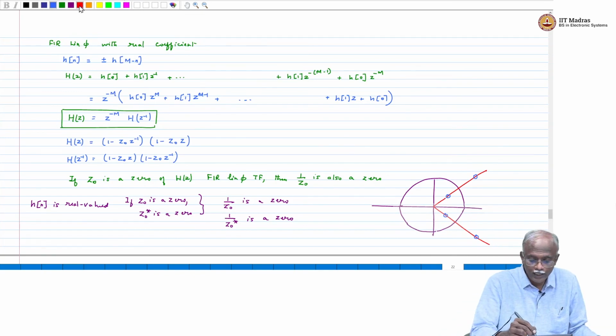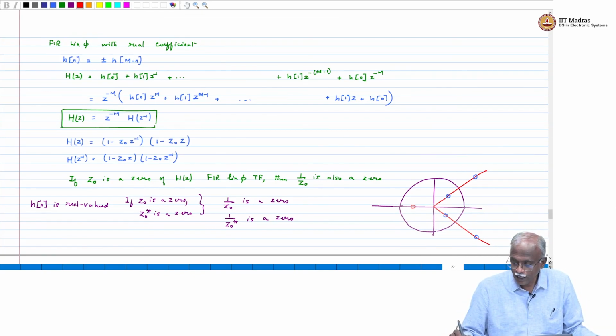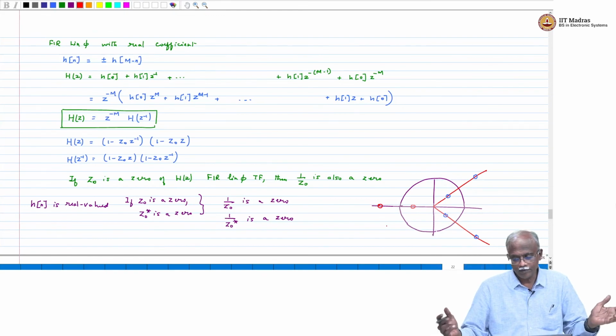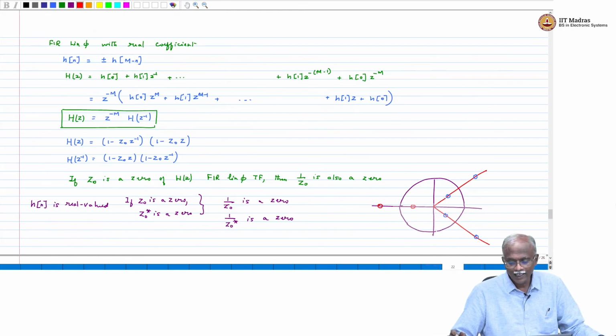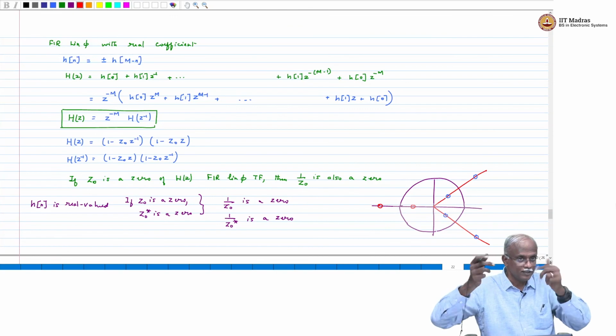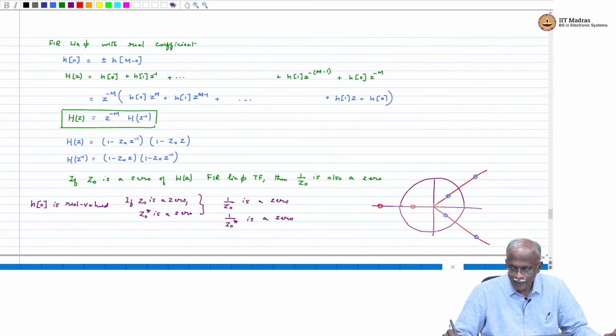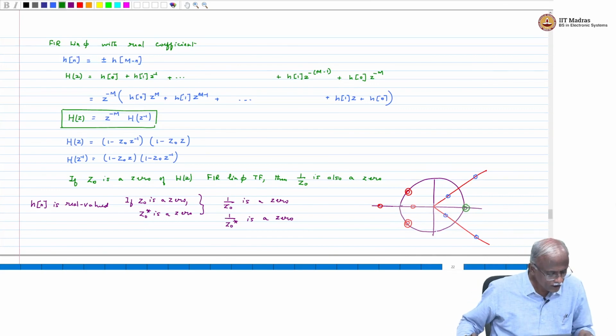Of course, if it's on the real axis, you have the zero and the reciprocal. The conjugate doesn't have to be there. Now, if it is on the unit circle, now what you will need is a double zero. Similarly, the conjugate location will also have a double zero. If it is on the real axis, then just the location and the double zero. Okay, you don't need anything more than that. That's how the zeros of a linear phase transfer function will turn out to be.